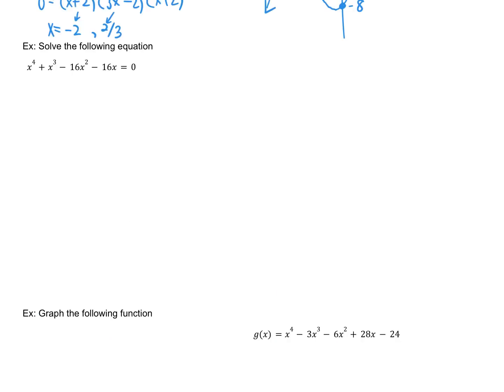All right, let's go to our next example, and we are solving the following equation. One side is already equal to 0, so we don't have to bring anything over. We just have to go straight to our factoring. I notice there's a GCF of x, so I will factor that out.